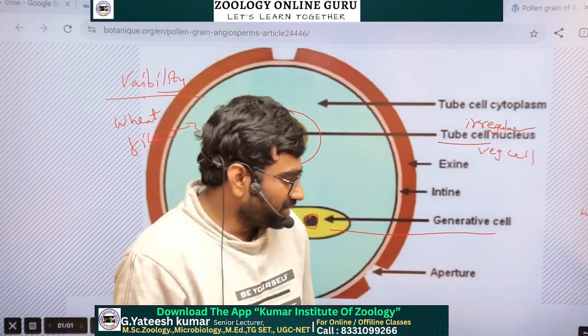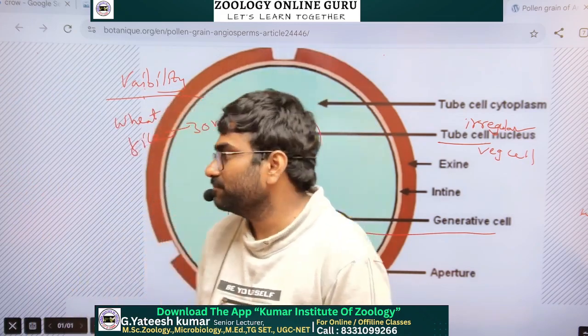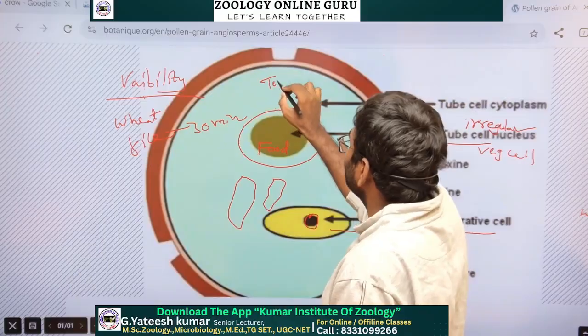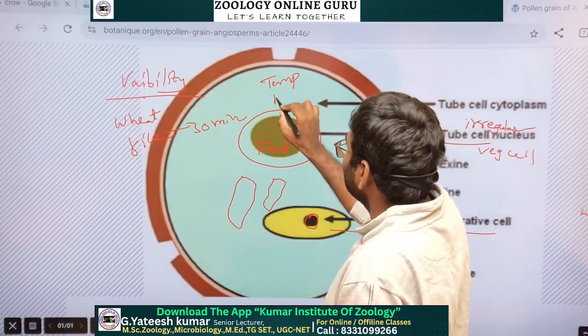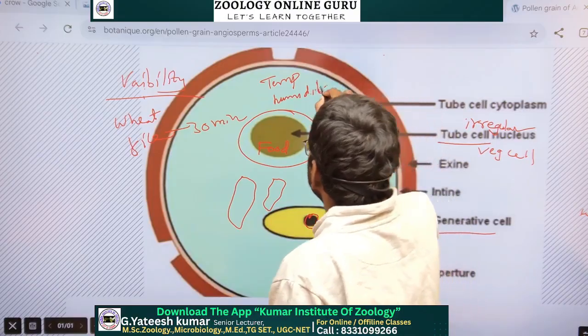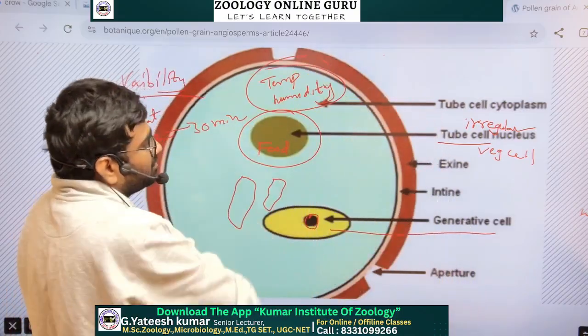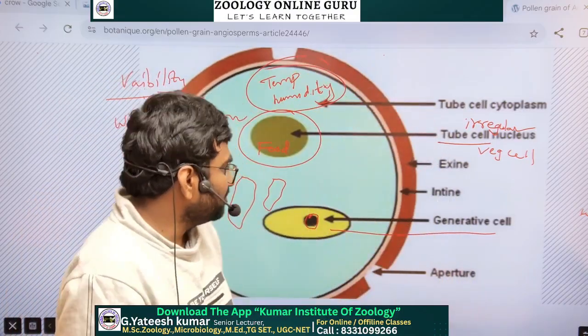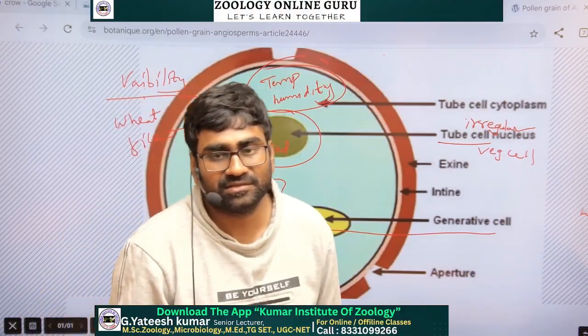So this viability period mainly depends on temperature and humidity. It is also important. That viability period depends on temperature and humidity. So the viability period in wheat and rice is 30 minutes.